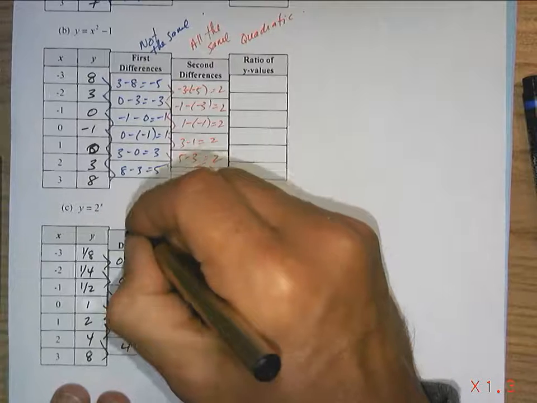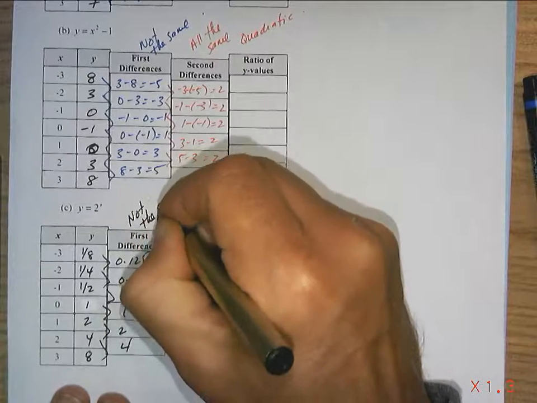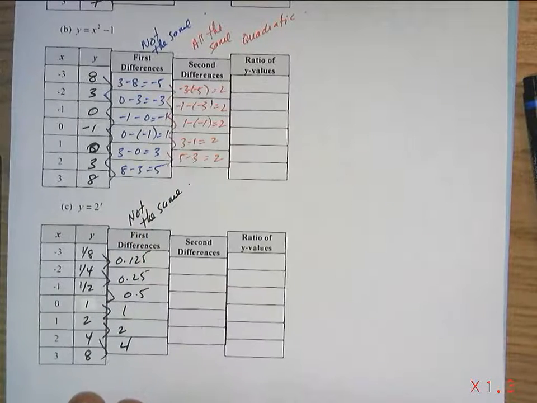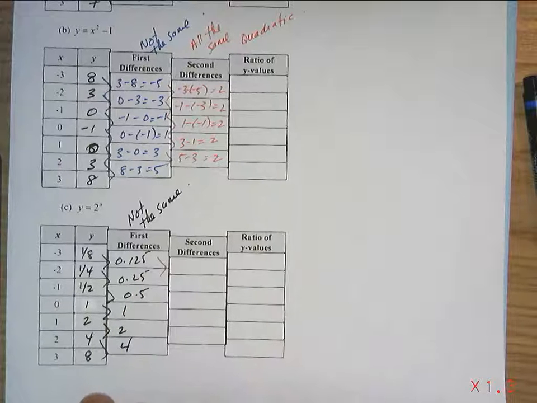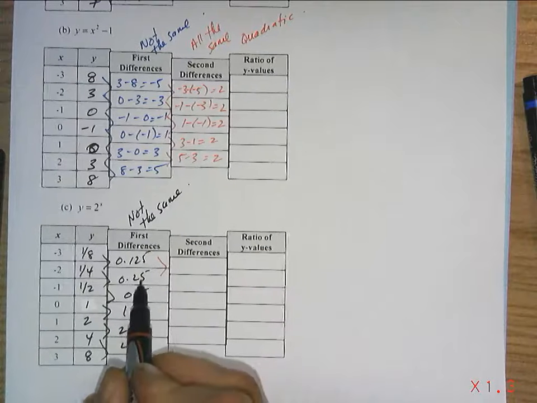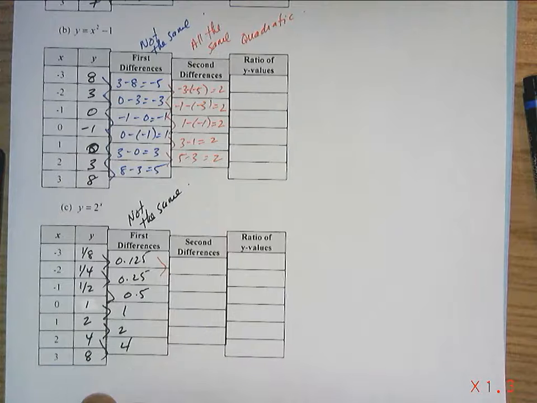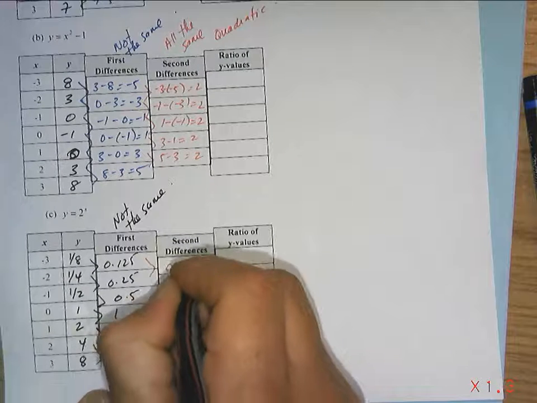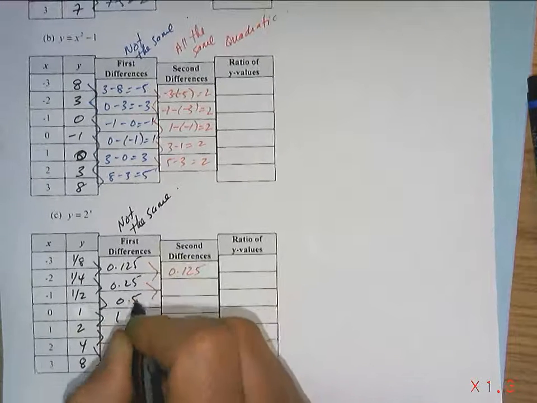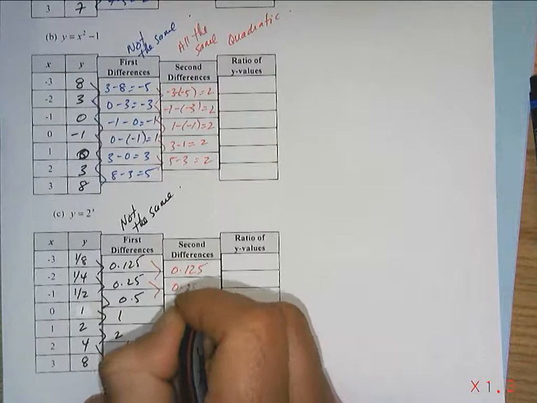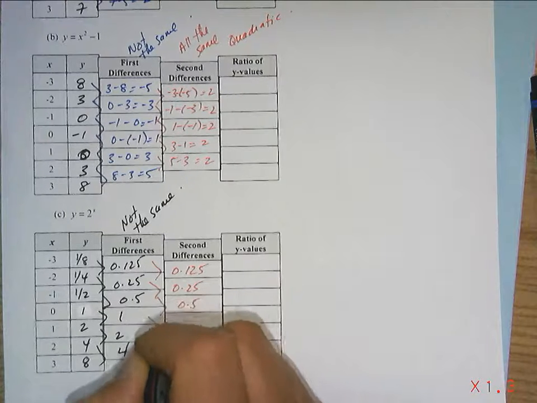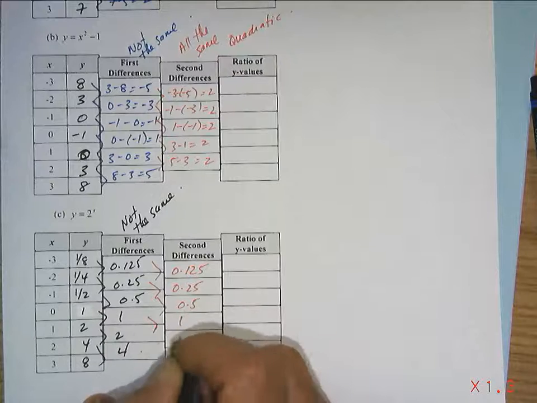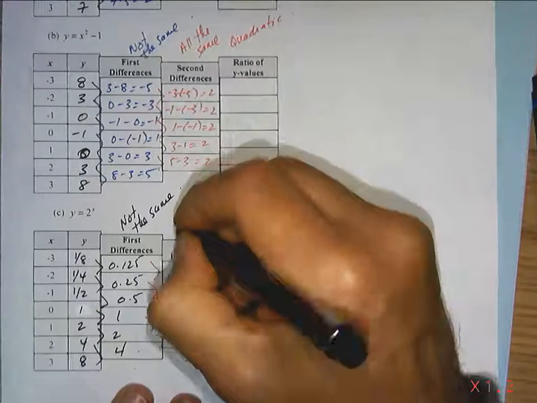So these are not the same. Hence, not linear. Second finite differences. So we do it again. So 0.25 subtract 0.125. And that is 0.125 again. 0.5 subtract 0.25 is 0.25 again. 1 subtract 0.5 is 0.5. 2 subtract 1 is 1, and 4 subtract 2 is 2. These are not the same.